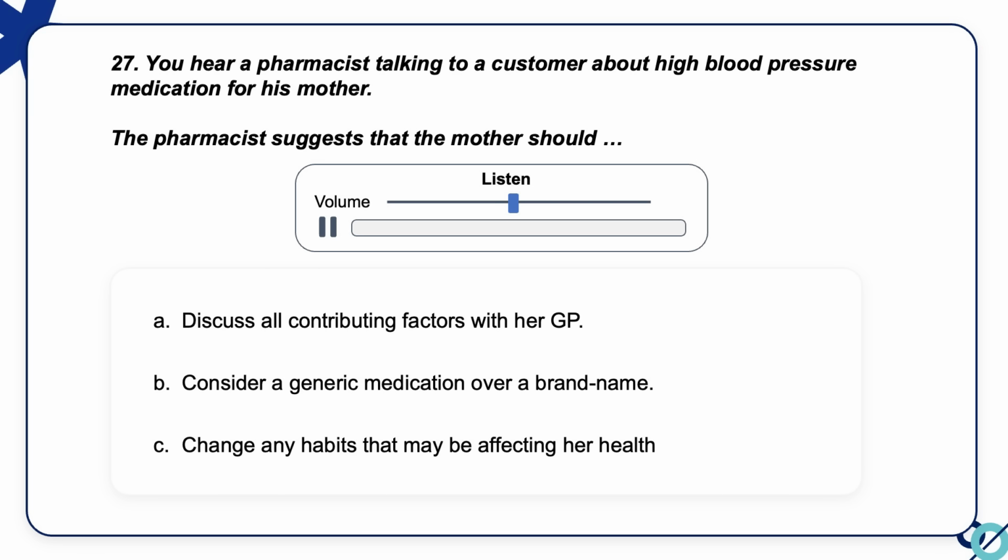Question 27. You hear a pharmacist talking to a customer about high blood pressure medication for his mother. Now read the question.